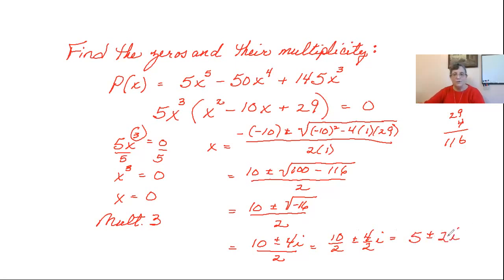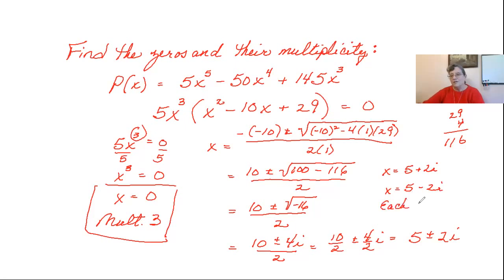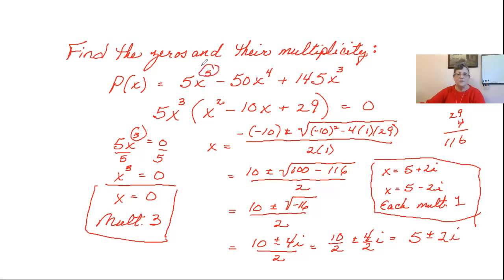Now this is 2 separate factors. So my zeros: I've got x equals 0 of multiplicity 3, x equals 5 plus 2i, and x equals 5 minus 2i, each have multiplicity 1. So that's 1, 2, 3, 4, 5, x to the 5th, that's all of them.